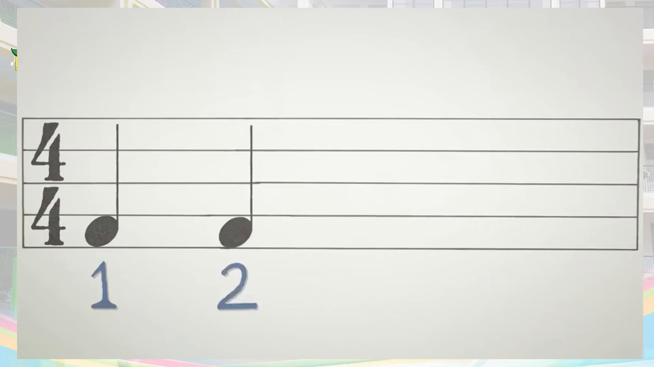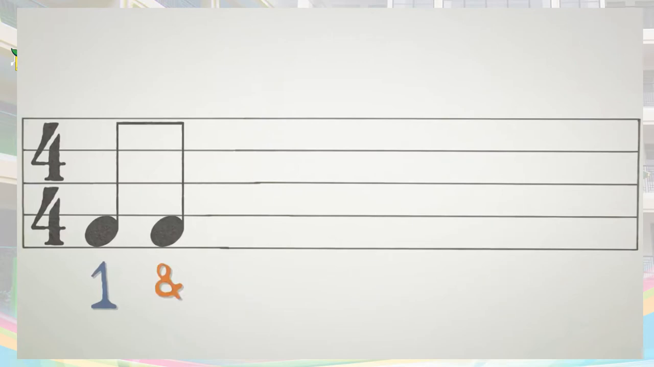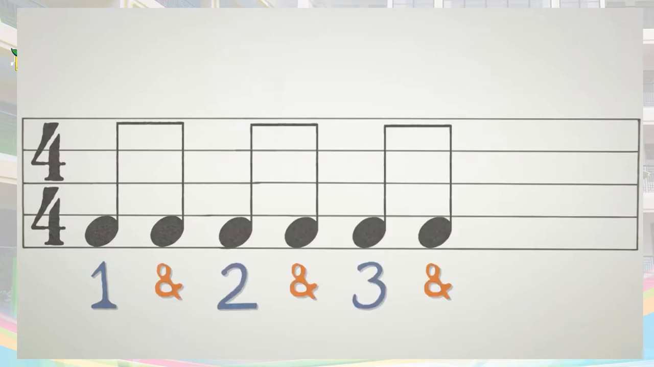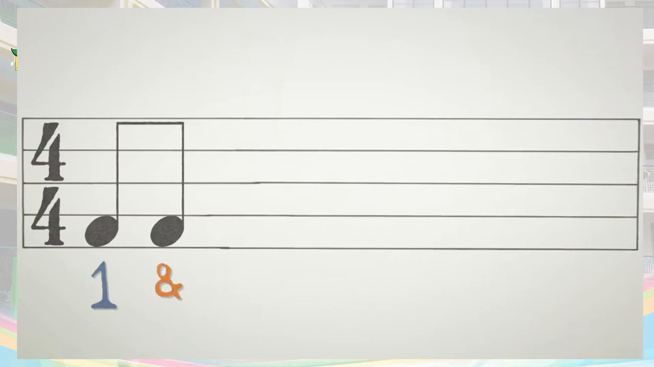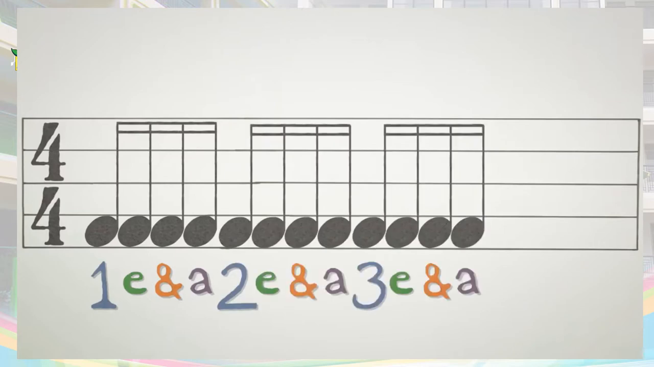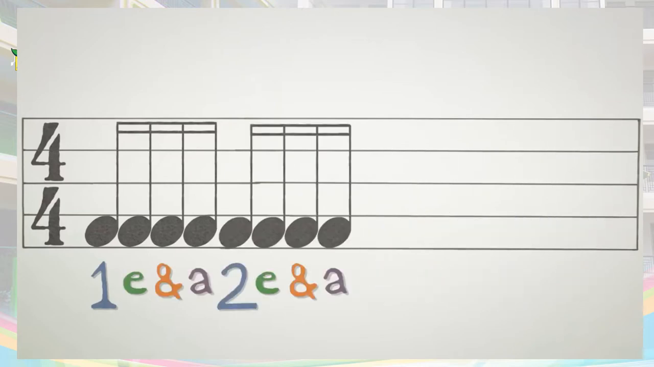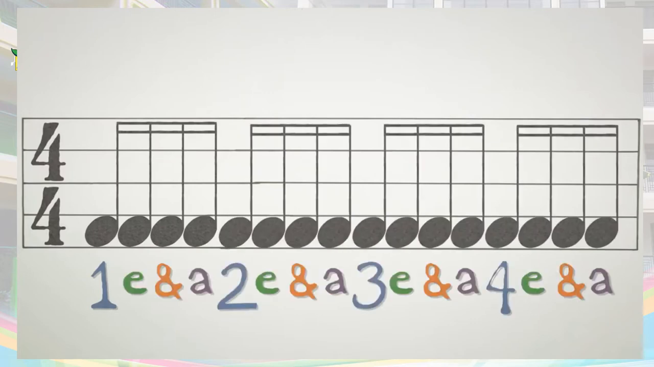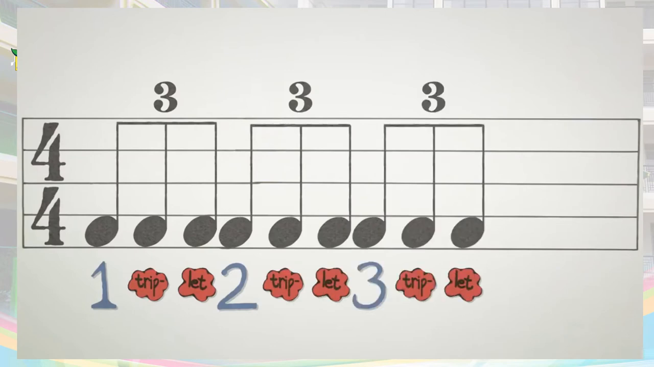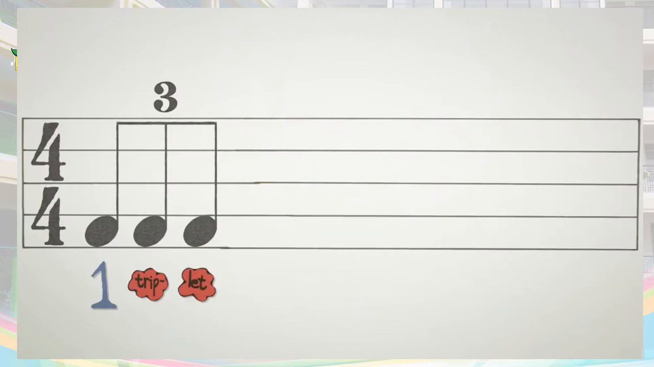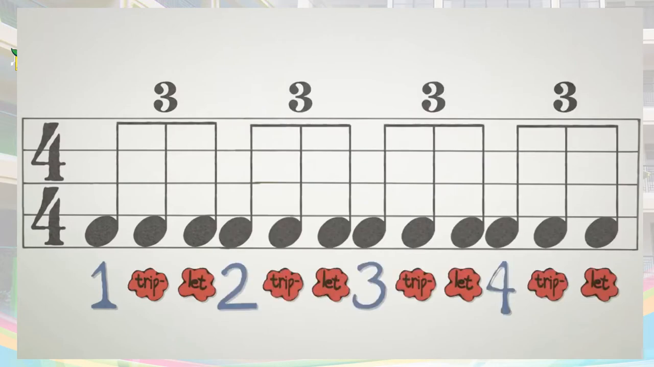Eighth notes, however, only last half a beat, so we need to add an "and" between the beats to track them. So we count 1 and 2 and 3 and 4 and. 16th notes have 4 notes per beat: 1 e and a, 2 e and a, 3 e and a, 4 e and a. And with triplets, we count them as 1 triplet, 2 triplet, 3 triplet, 4 triplet.